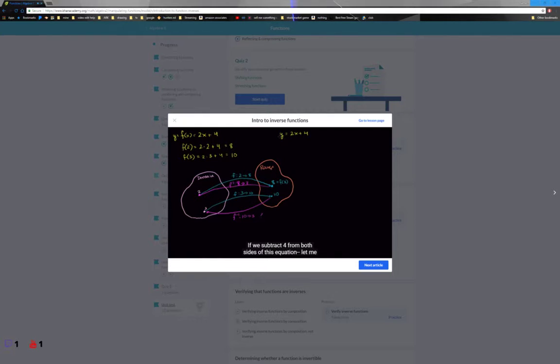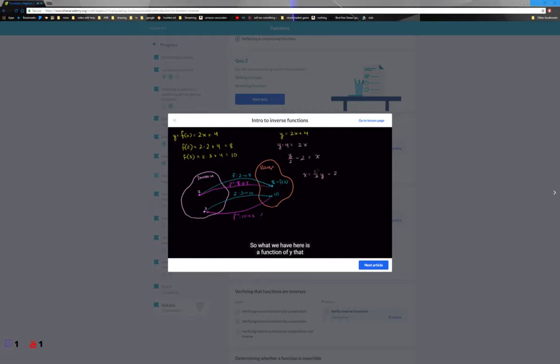So let's do that. If we subtract 4 from both sides of this equation, we get y minus 4 is equal to 2x. And then if we divide both sides of this equation by 2, we get y over 2 minus 2, right? 4 divided by 2 is 2, is equal to x. Or if we just want to write it that way, we can just swap the sides. We get x is equal to 1 half y, same thing as y over 2, minus 2.